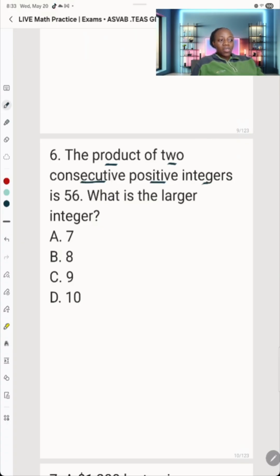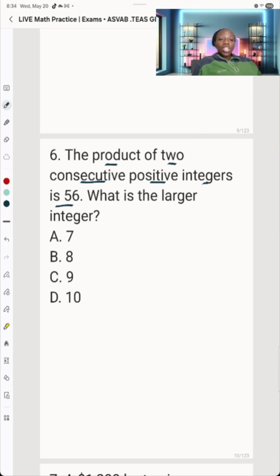The product is 56. So the moment you know your multiplication table, you will quickly remember, what can I multiply together to give me 56? Because this one, you don't need a long process. What can I multiply together to give me 56? And those numbers must follow each other. They must be one after the other. So yeah, you just go by it.